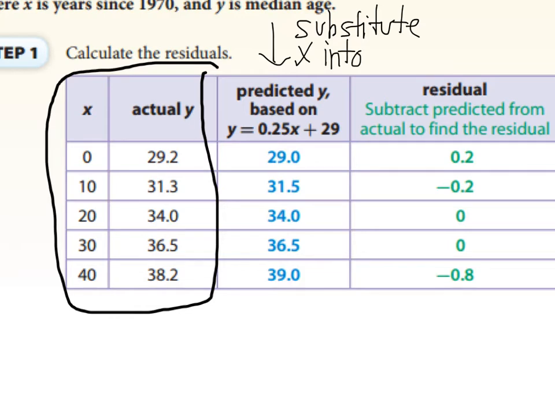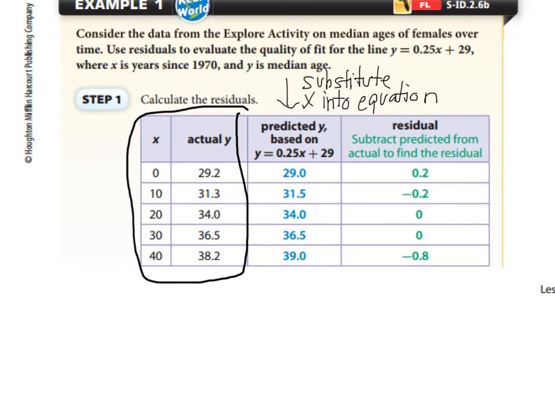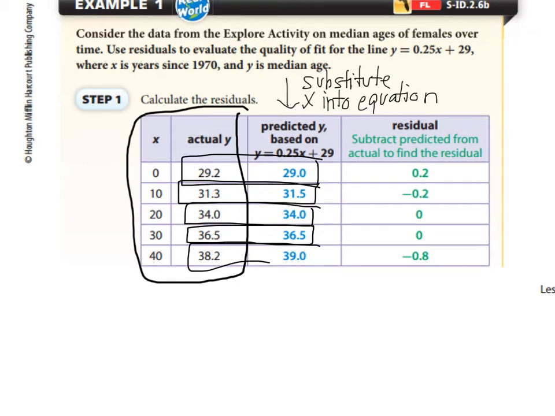Into our equation. And then to find your residual points, as it tells you, you just simply subtract straight across. So you're going to subtract 29.2 and 29, 31.3 and 31.5, the 34s, the 36.5s, and then the last row. Now notice that some are positive and some are negative, so you take the actual y minus the predicted y. And again, notice that word from, so it's actual minus predicted.